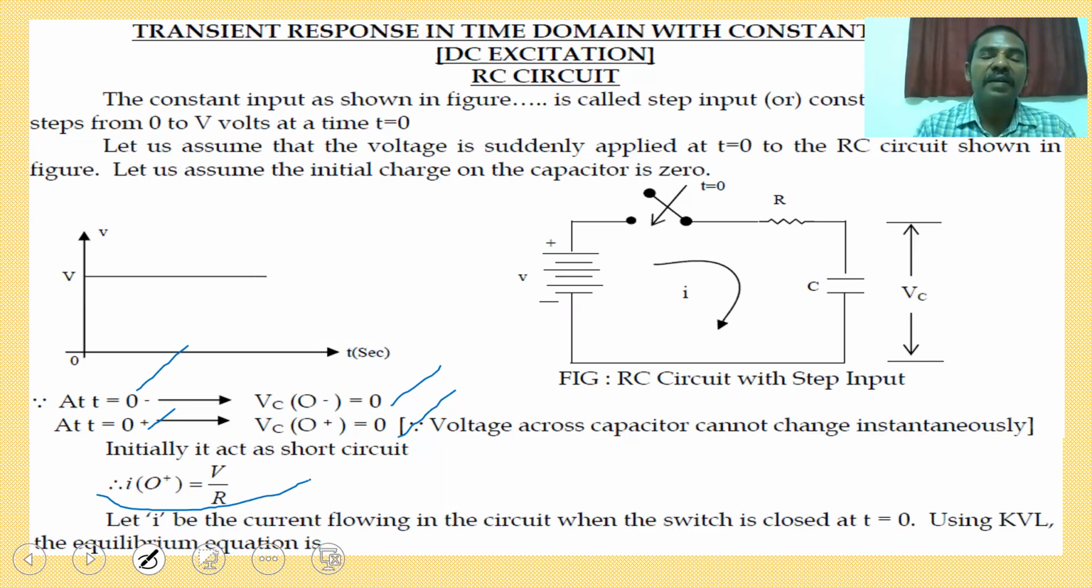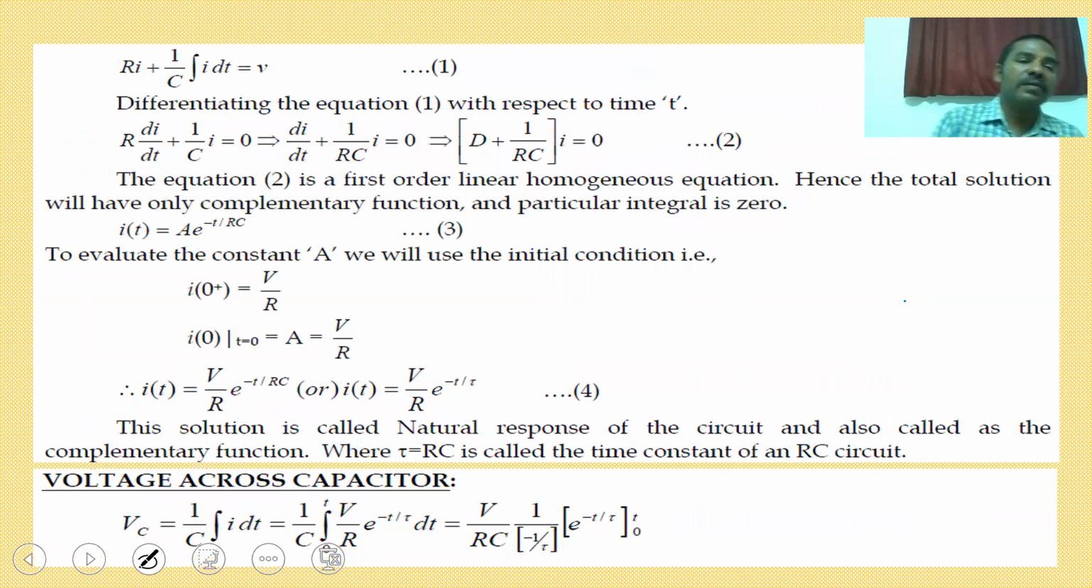Are you understanding? Then I am going for writing the KVL equation. Here a voltage source is there, resistive drop is there, capacitive drop is there. So by applying the KVL, R into I is the voltage drop across the resistor plus 1 by C integral I dt is the voltage drop across the capacitor.